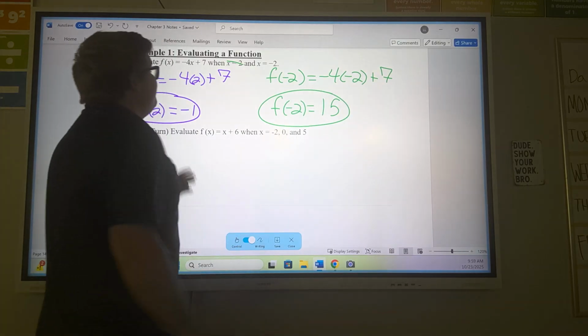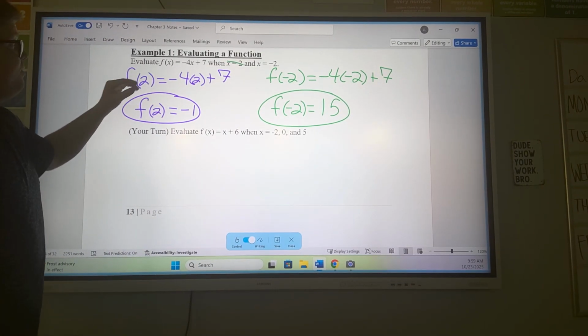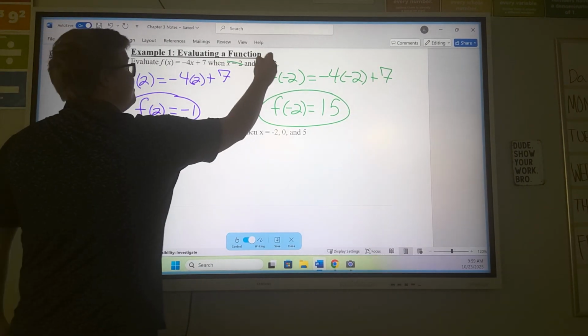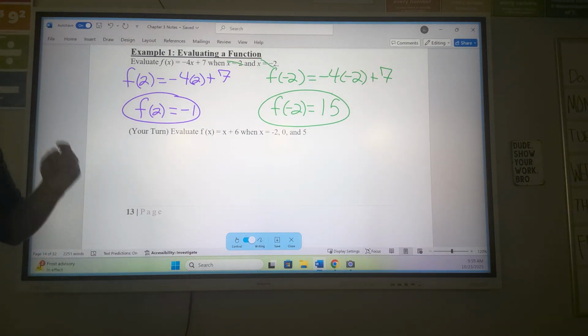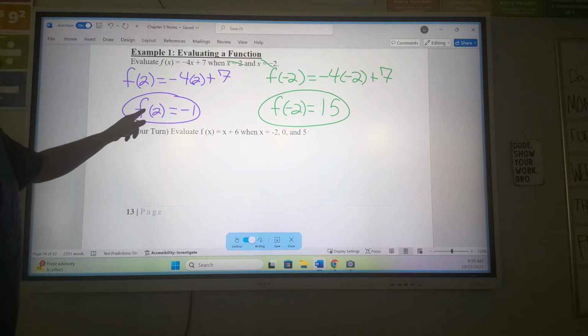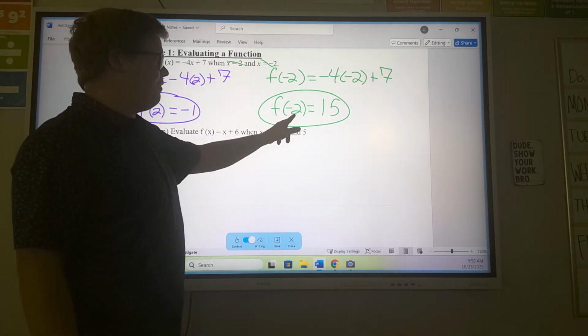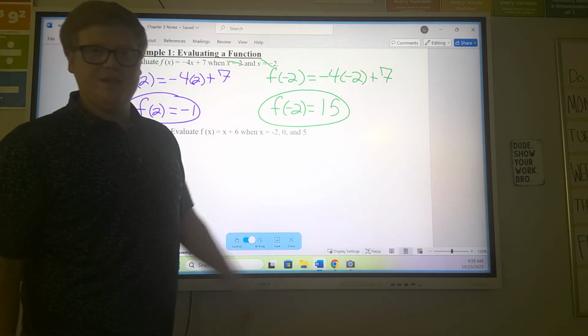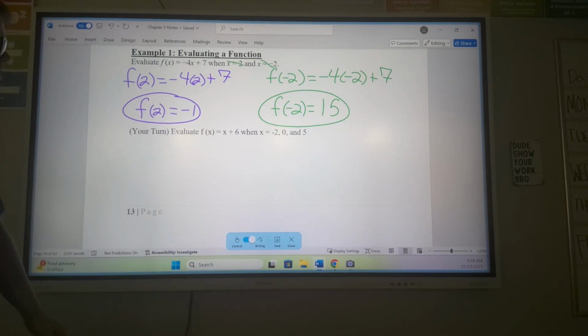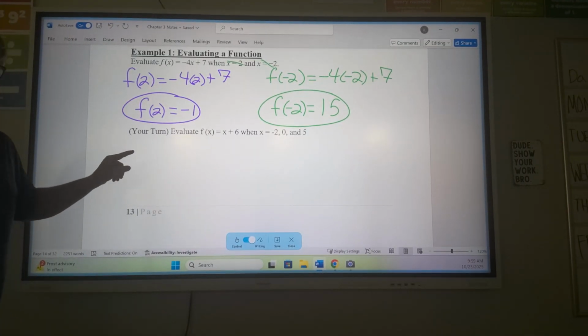So that is how we evaluate a function when there's two different x values. We solved two different equations. That's all we did. So when we plugged in a positive 2 into our equation, we got a negative 1. When we plugged in a negative 2 into our equation, we got 15. That's all there is to it. Go ahead and pause the video and try to solve this one.